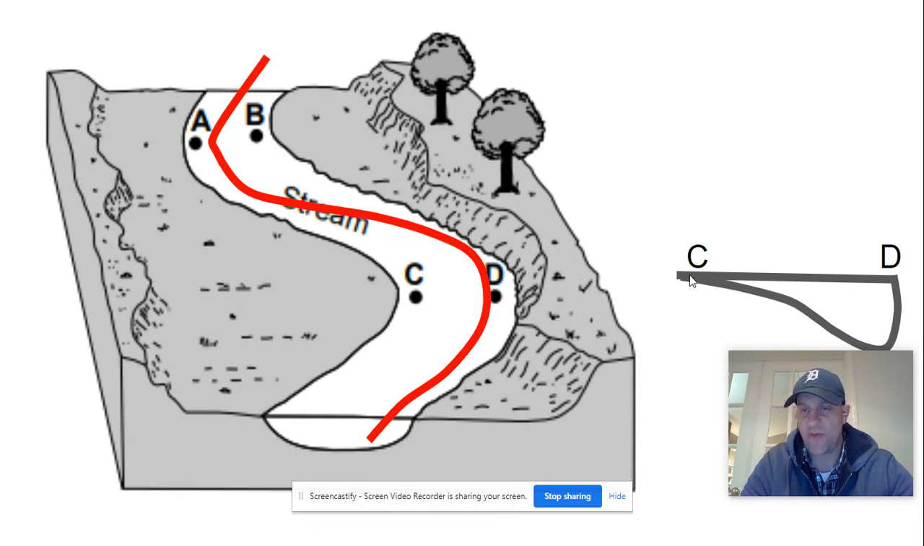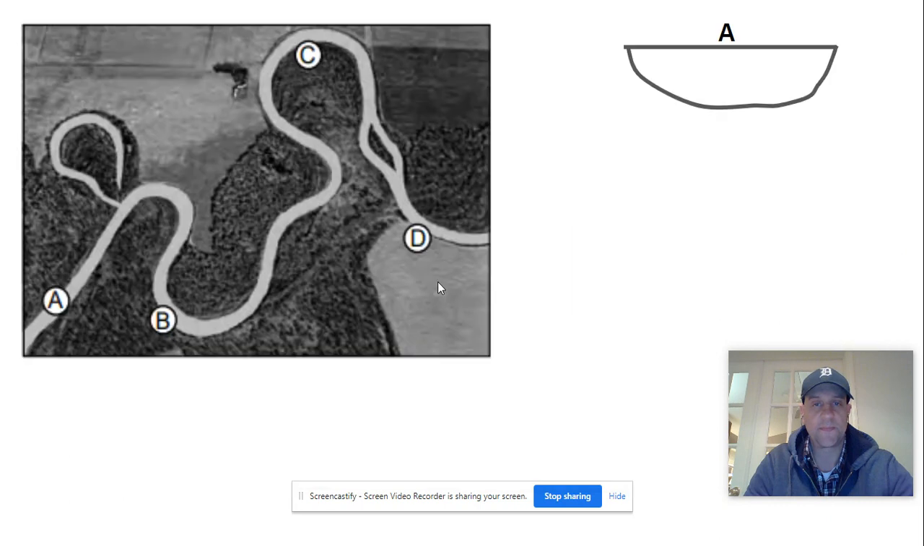This is a little profile view where this represents the top of the water and this represents the bottom of the stream. So at location D, you would step in, it'd be really deep. At location C, you'd step in and it would be shallow there.